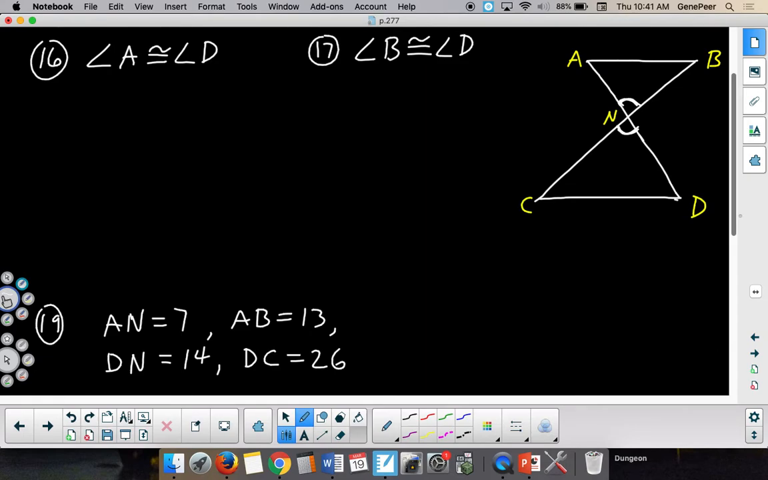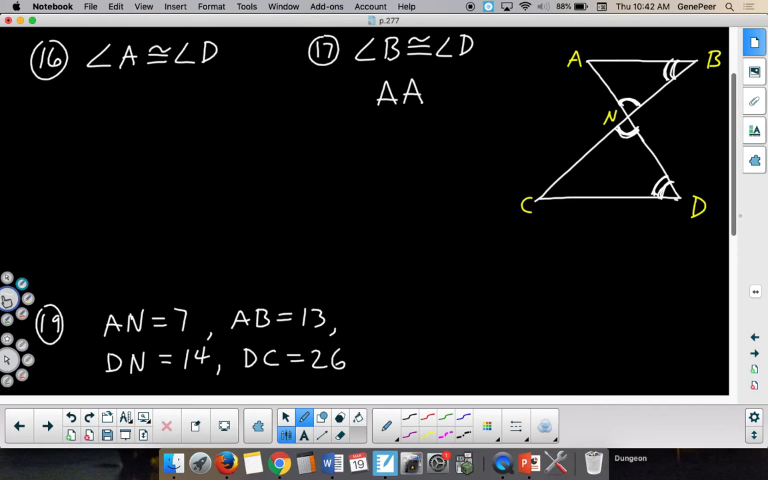For number 17, we were told that angle B was congruent to angle D. Okay, if B is congruent to D, do we have similar triangles? Yes, we do. Because we have two angles congruent to two angles. That's called AA. So yes, they're similar by AA.